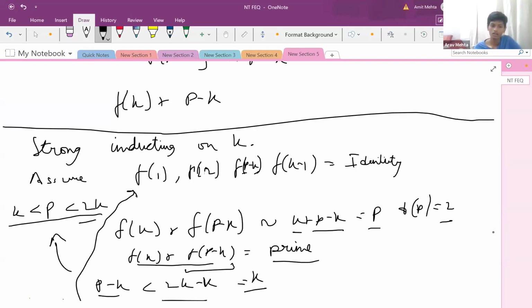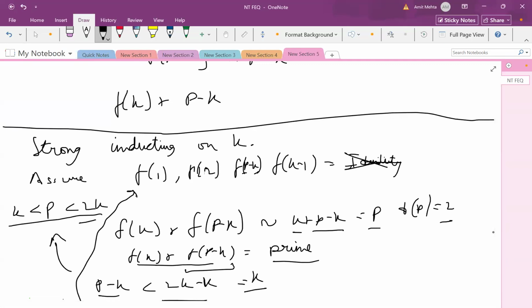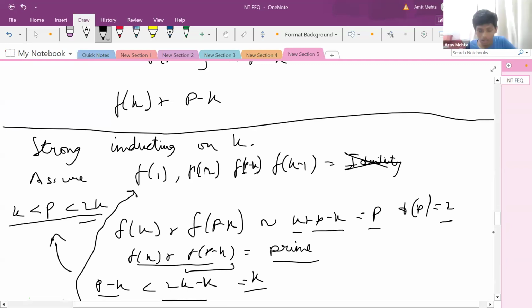Yes. So actually, you're right. We can weaken this assumption. We can say that f of them has the same parity. Exactly. Sorry, actually, this is my bad. All of them have the same parity.